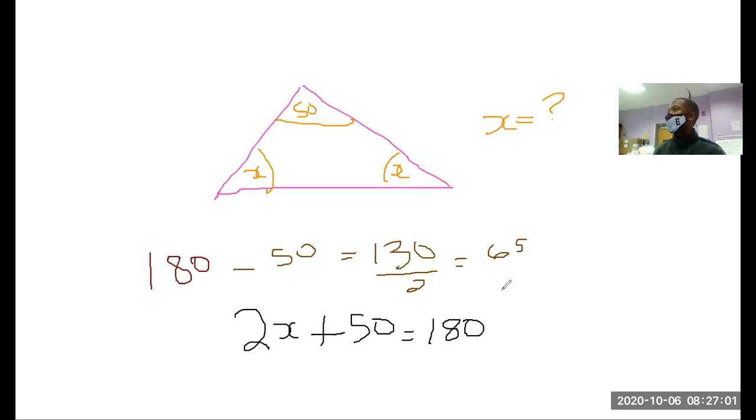Does that make sense in terms of words? If I get 2 of the x's plus 50, all that should equal 180. And then I could do the additive inverse, then the multiplicative inverse, and find what that angle is. Just to recap, the measure of angles within a triangle equals 180 degrees. So if we have 1 or 2 of them, we could potentially find what that third angle is.